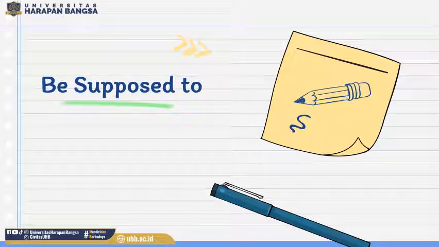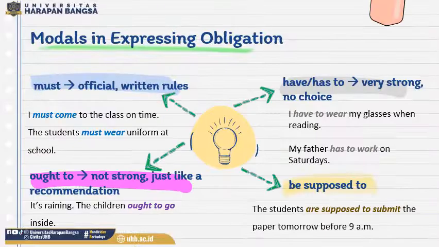Now let's continue with be supposed to. Modals in expressing obligation. There are several modals which can be used to express obligation, ya. The first one is must, second one is have or has to, third one is ought to, and the last one is be supposed to. Ada 4 di sini yang akan kita bahas, ya.